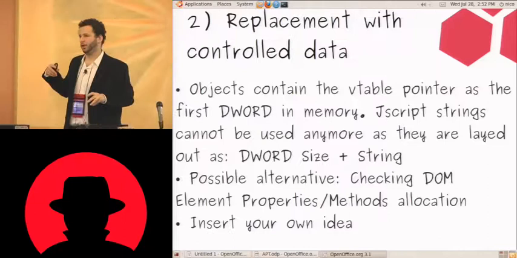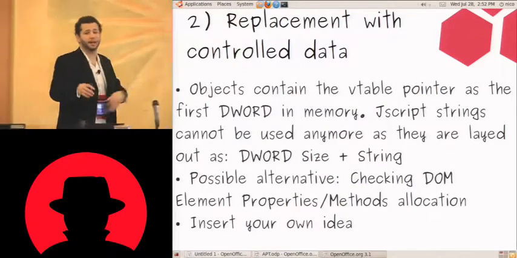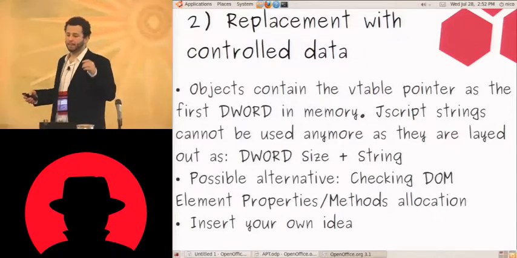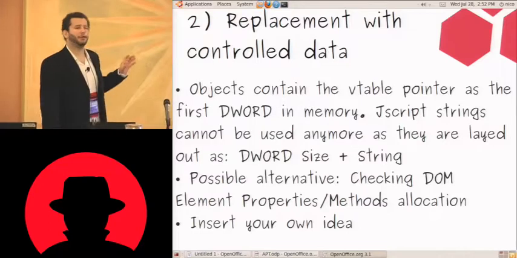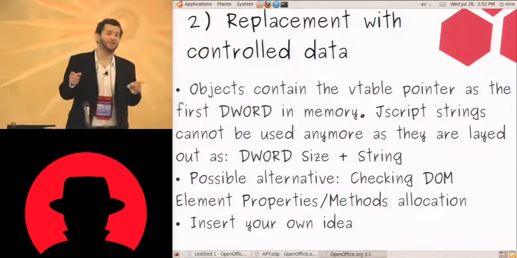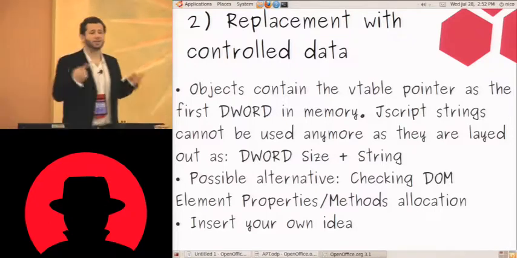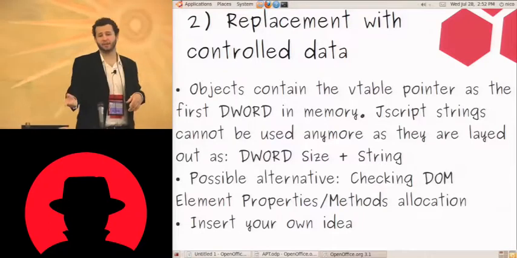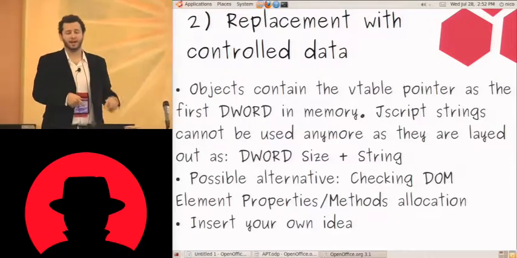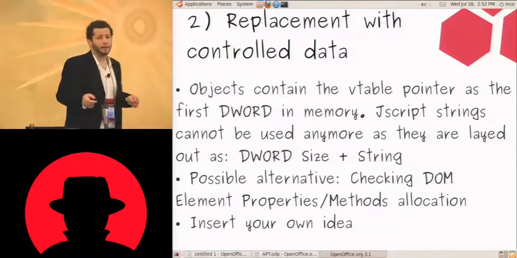And now you usually will go to the Alexander Sotirov heap feng shui and try to do one of the things that he does. But the problem is that JavaScript strings have the following format. The first DWORD is the size of the string. And obviously, the first DWORD of the object is actually the vtable. So if you replace the vtable with a size, which is usually not good. So that was not an option.